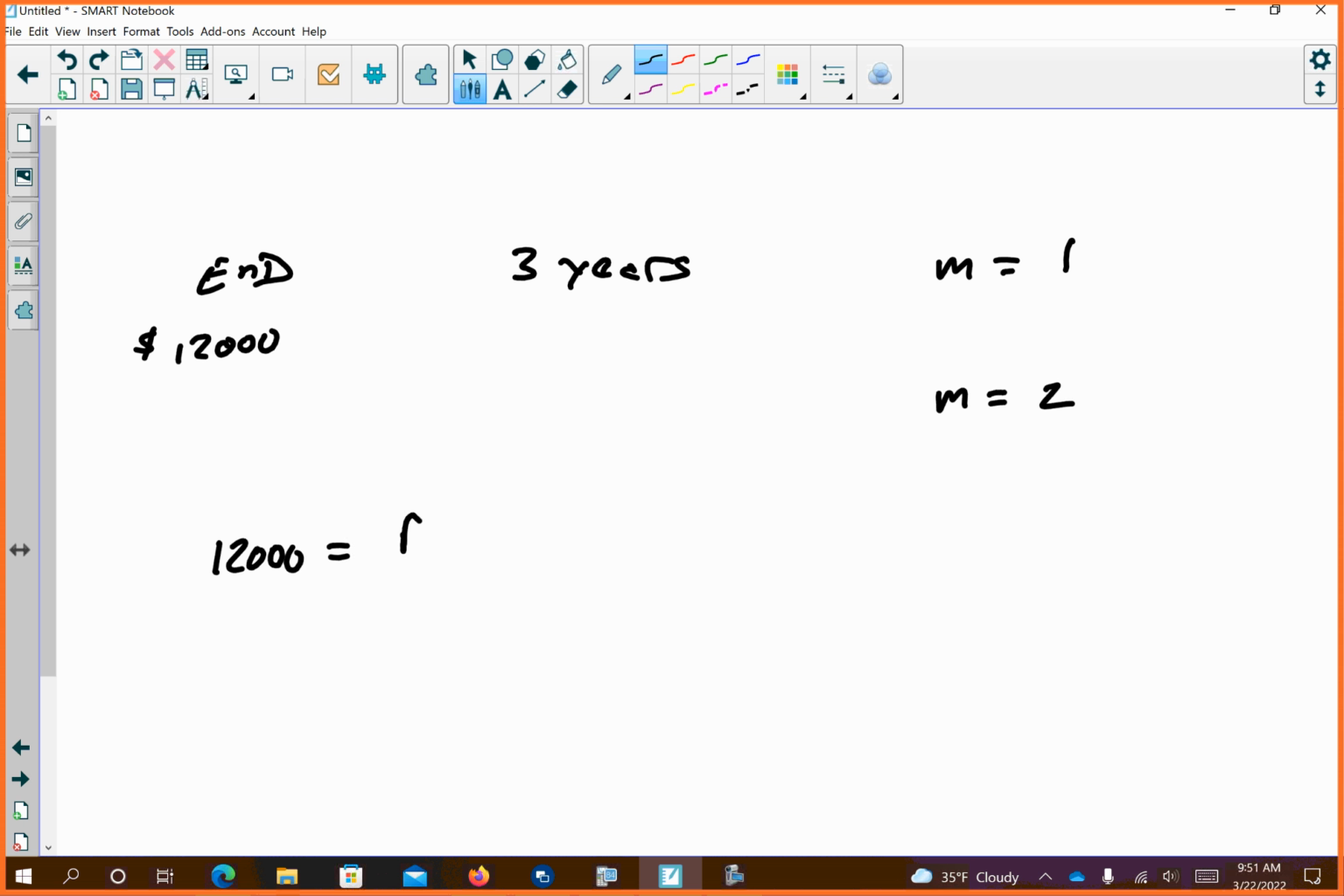Next problem, it says, what amount must be invested in order to have 12,000? So this is my end. I have $12,000 that I have at the end. You have 3 years. And your M value for one of them will be 1. Your M value for the other one would be 2. Okay? So this is going to be 12,000 equals P, 1 plus our rate, 6%, 6%, right? 0.06 divided by 1 raised to the 1 times 3.